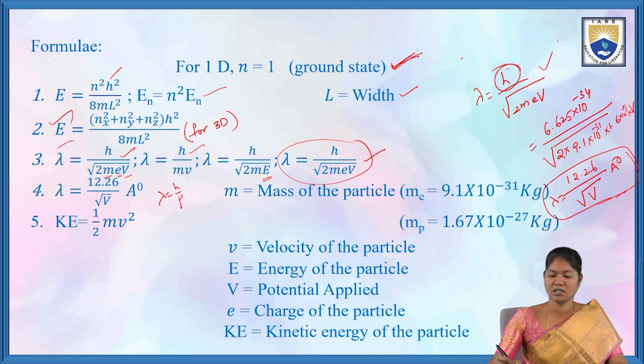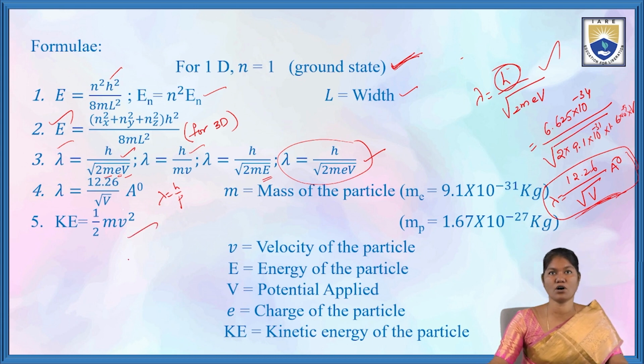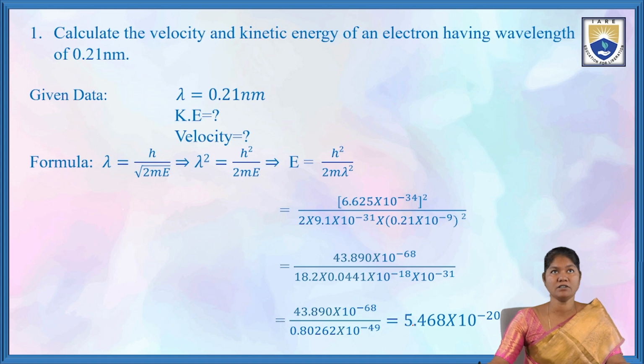In this formula, we substituted all the standard values of the particle, the electron. Then the simplified formula is lambda is equal to 12.26 by root V angstroms. And then kinetic energy is equal to half mv square, where m is the mass of the particle and v is the velocity of the particle. So the problem 1: calculate the velocity and kinetic energy of an electron having wavelength of 0.21 nanometers.